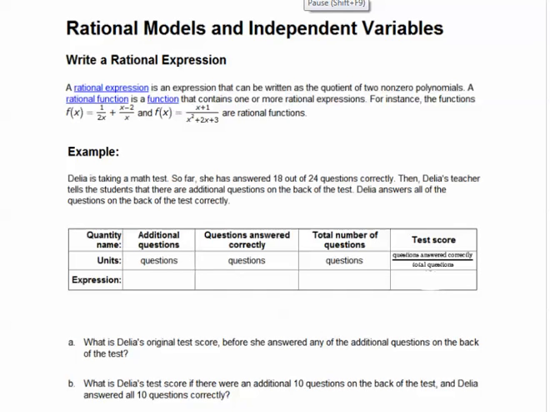Okay, so this is the last section of this week's material. A rational expression is an expression that can be written as the quotient of two non-zero polynomials. Okay, and so let's just take a look at this.